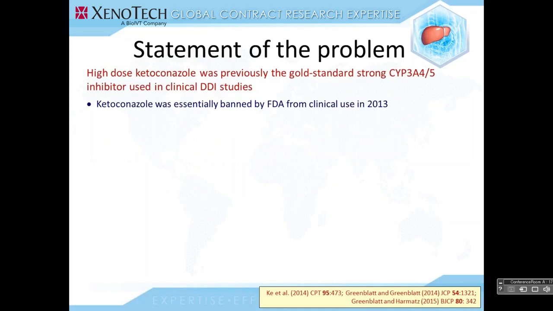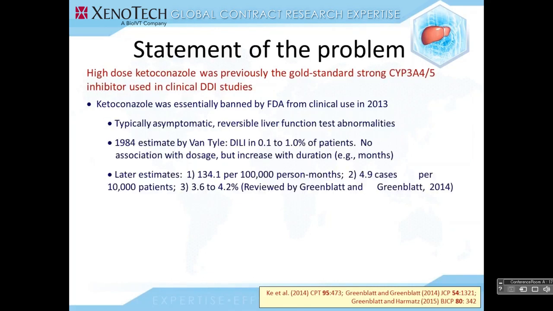In the past, a high dose of ketoconazole was previously used as the gold standard for a strong CYP3A inhibitor in clinical drug-drug interaction, or DDI, studies. In 2013, though, the FDA banned the use of ketoconazole from the clinic, and this was due to asymptomatic reversible liver function test abnormalities. Basically, as soon as the compound was approved for clinical use, people began studying the potential for DILI, or drug-induced liver injury.